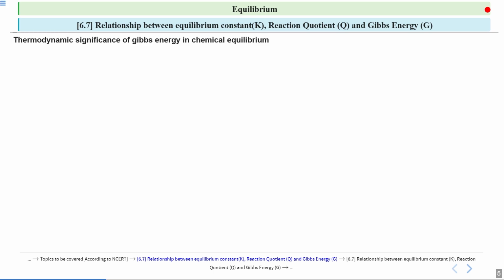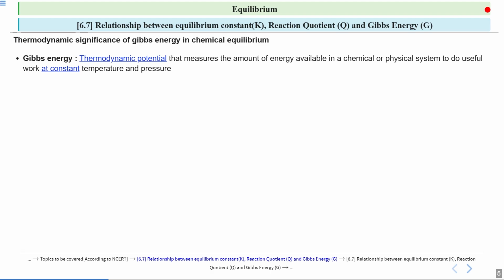First of all, we will talk about Gibbs energy. You can think of Gibbs energy as a thermodynamic potential. How can you correlate it? Suppose you are doing a work which requires 5 kilojoule of energy and you have 10 kilojoule of energy. Then you will do the work easily. Consider a second case. You have 2 kilojoule of energy and you have to do the same work which requires 5 kilojoule. In this case, you will not be able to do the work because you don't have enough energy.